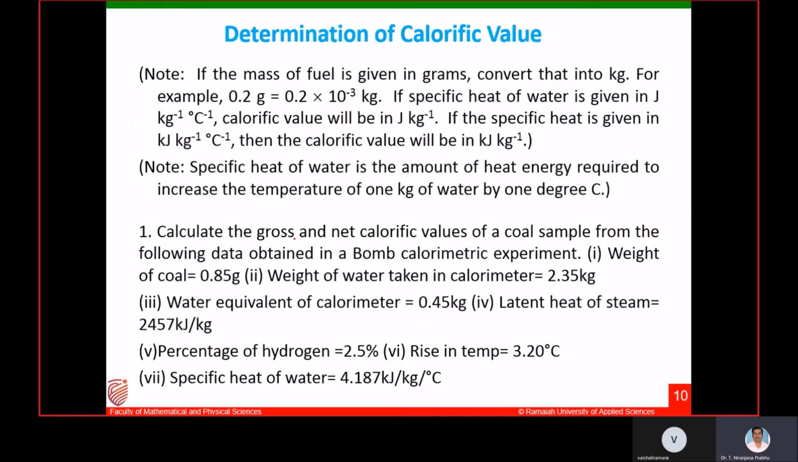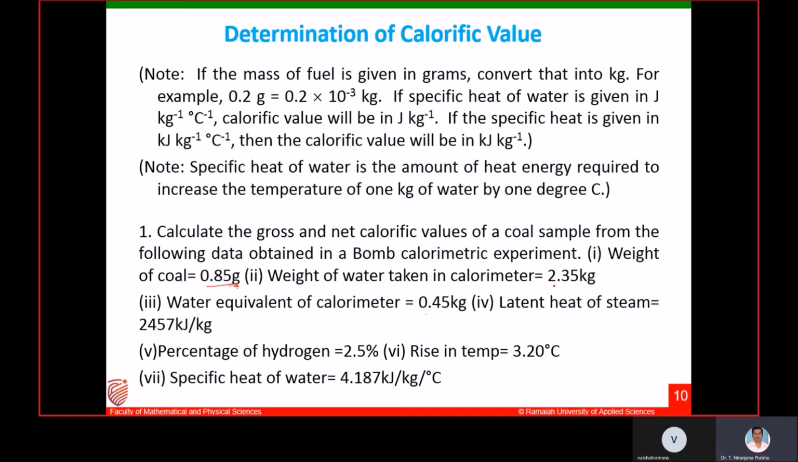Here one problem, one experiment is carried out, bomb calorimeter experiment. The data given is weight of coal, it is 0.85 gram. You can see it is given in gram. The weight of water taken in the calorimeter 2.35 kg. Water equivalent of calorimeter 0.45 kg.